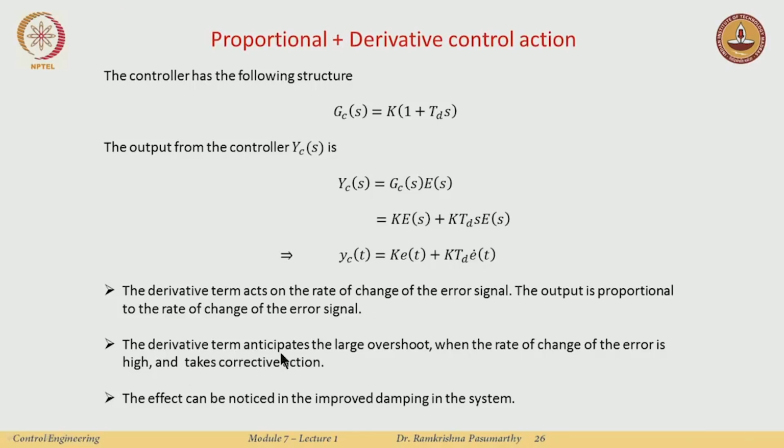So, what does this derivative term do? This derivative term anticipates a large overshoot with the e dot. Now, how fast is it moving? e dot of t tells me how fast my error is moving. So, it anticipates a large overshoot based on the rate, and when the rate of change of the error is too high, it takes a corrective action, right. So, this e dot tells me how fast my error is growing, and this effect can be noticed in the improved damping in the system.